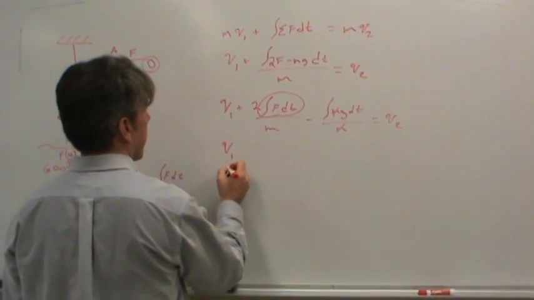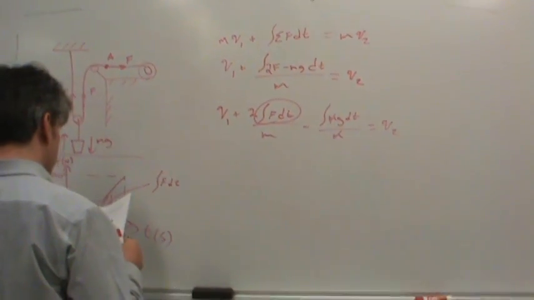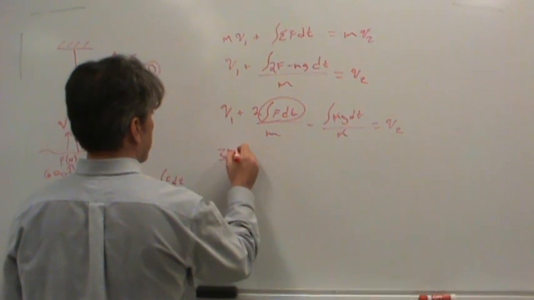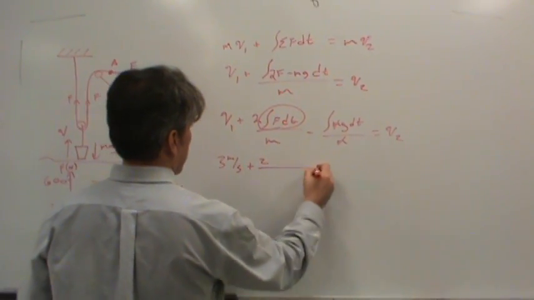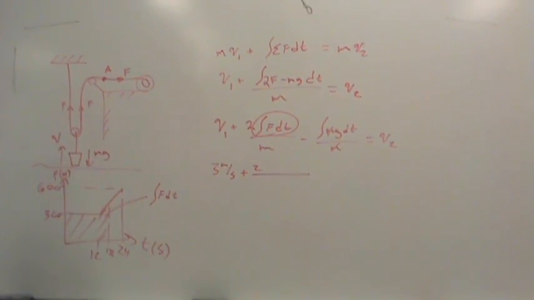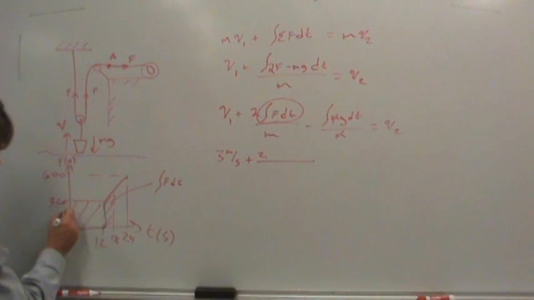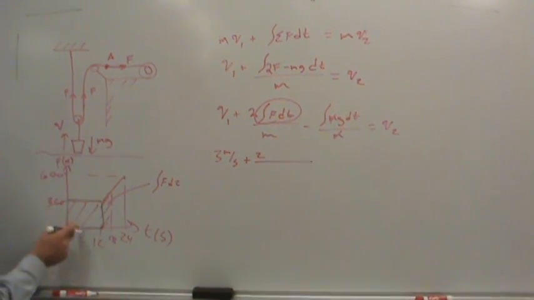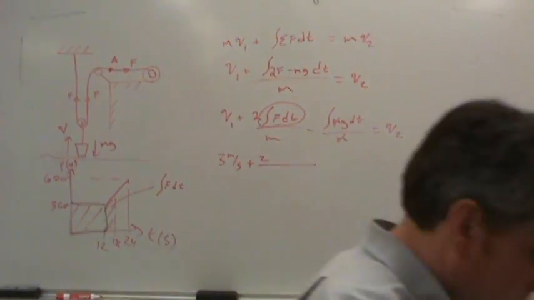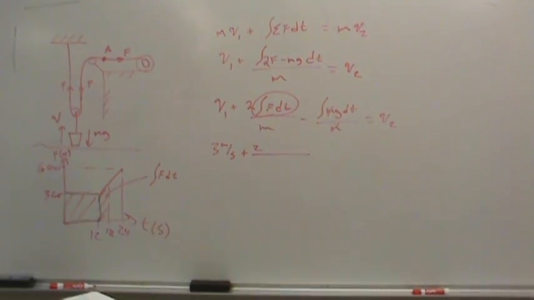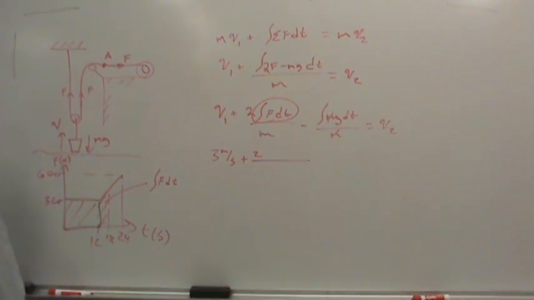So basically let's go ahead and plug in numbers. V1, the initial velocity, is 3 meters per second upward. Now plus 2 times, let's figure out the area in this graph. This bit here is just a rectangle, so we need 360 times 12. When you do that, you get 4,320.